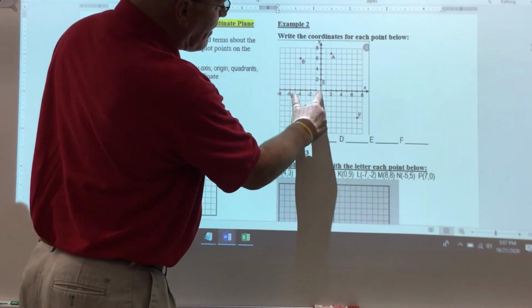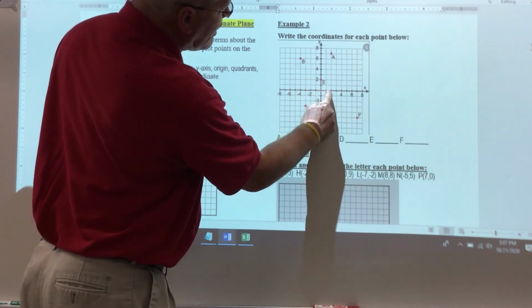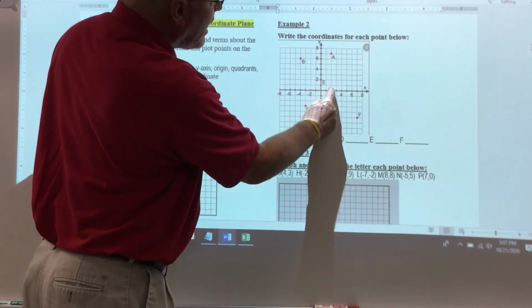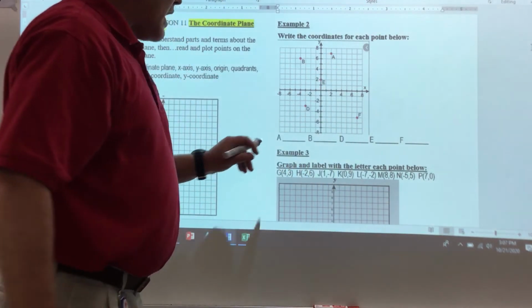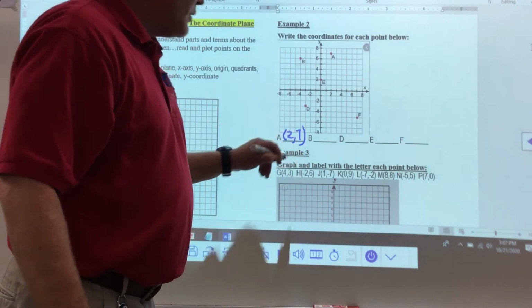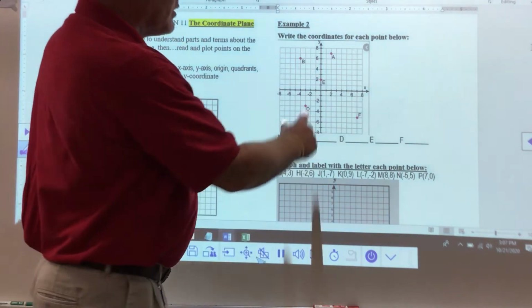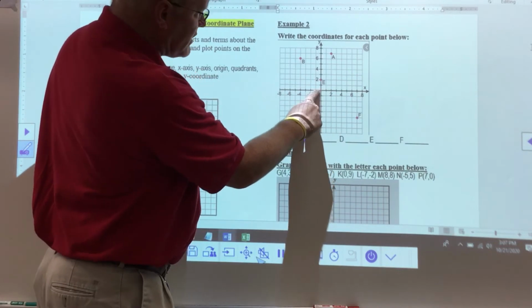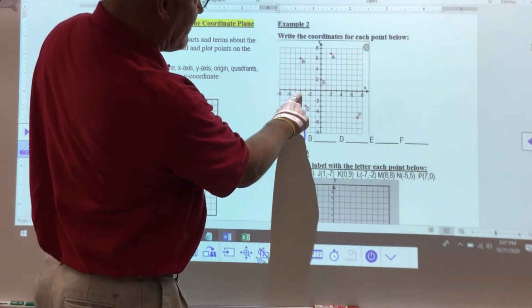And all we have to do is start here at the origin. It looks like we go over 2 blocks, and we count up about 7 blocks. So the way we write that ordered pair is 2, 7. Put those in parentheses.